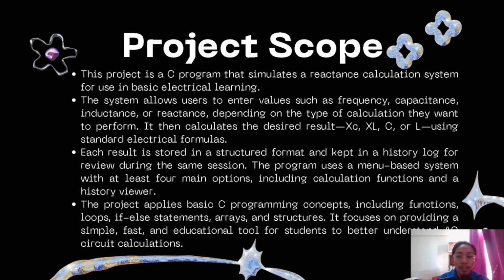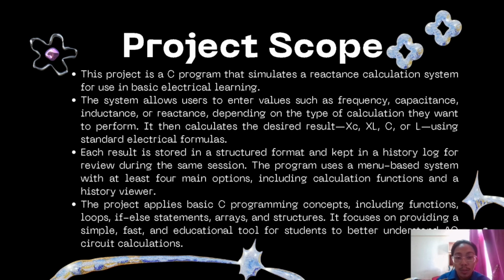For the next one, the project scope. The first one is a C program that simulates a reactance calculation system used in basic electrical learning. The second one, this system allows users to enter values such as frequency, capacitance, and inductance or reactance, depending on the type of calculation they want to perform. This program also calculates the desired result, which is XC, XL, C, or L, using standard electrical formulas. Each result is stored in a structured format and kept in a history log for review during the same session.